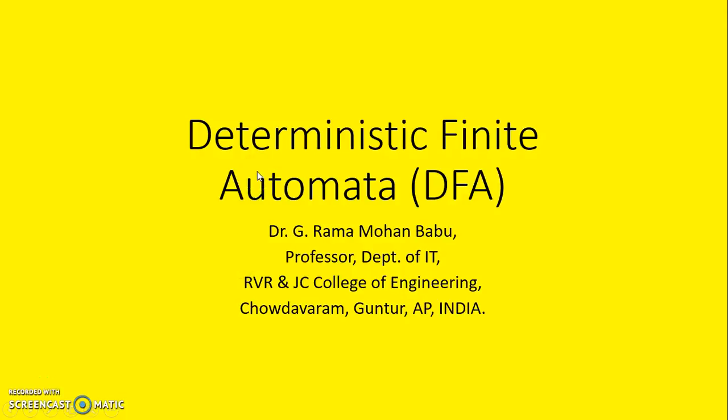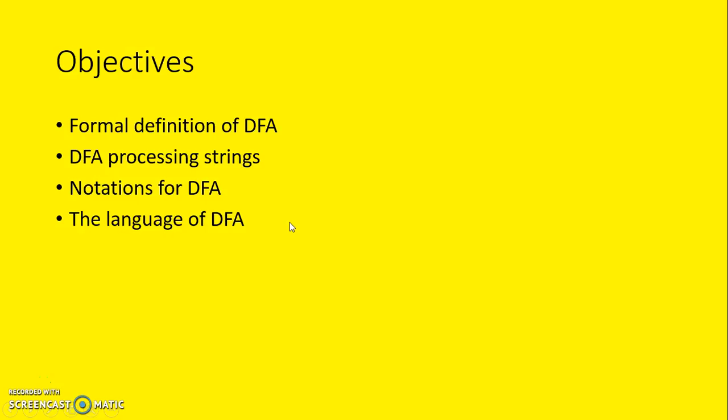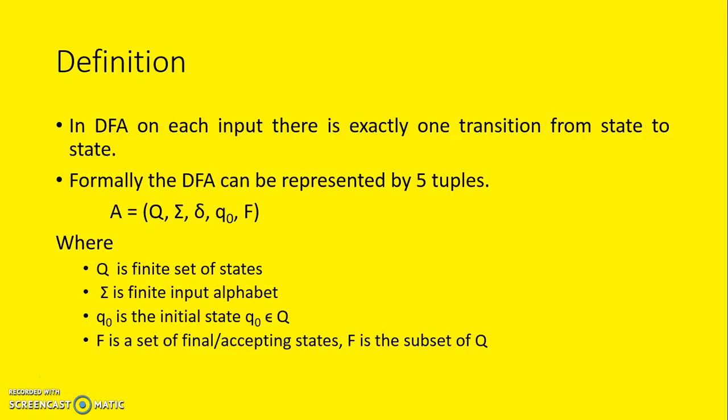Today we are going to discuss deterministic finite automata. The objectives: formal definition of DFA, DFA processing strings, notations for DFA, the language accepted by DFA. Definition: in a DFA, on each input there is exactly one transition from state to state.